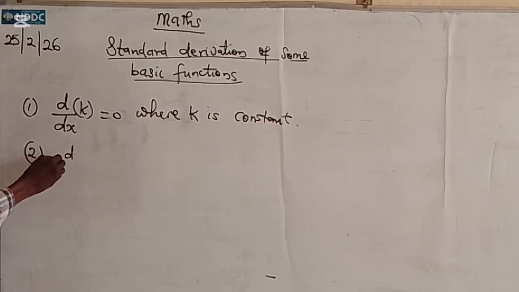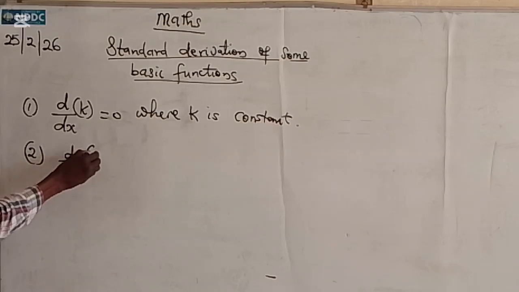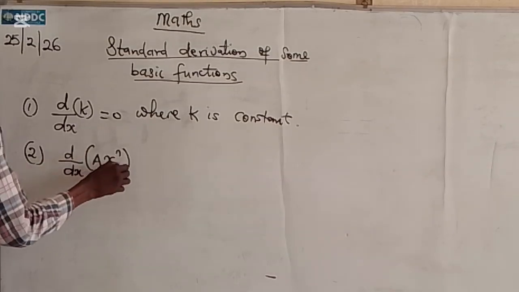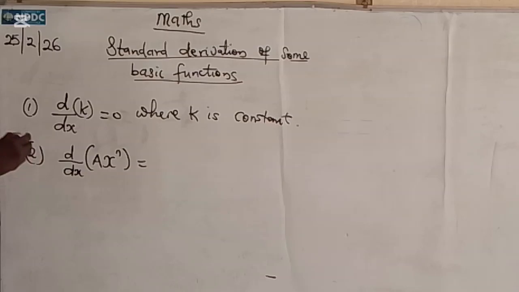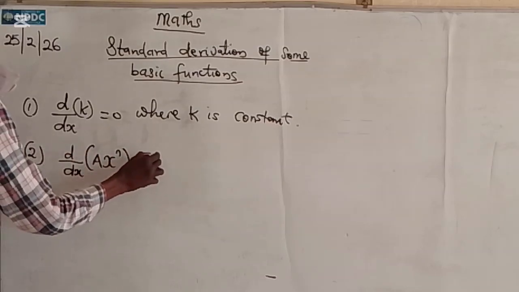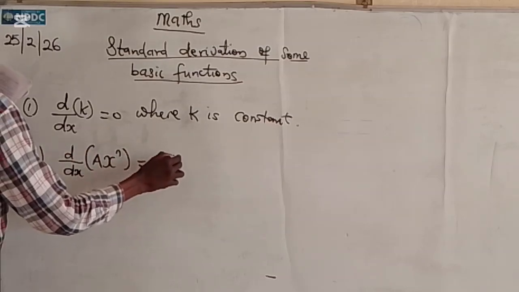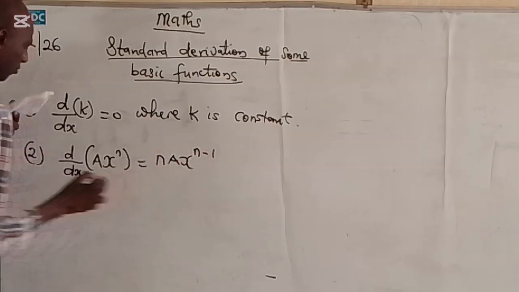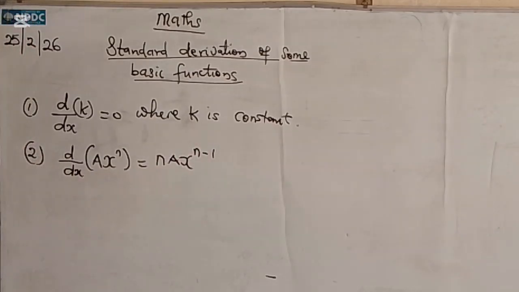Another one too. When you differentiate x raised to power n, it simply means this power will come down: n x raised to power n minus 1. That's the second one. We are going to use that to solve. We need to solve before this week we finish with it.